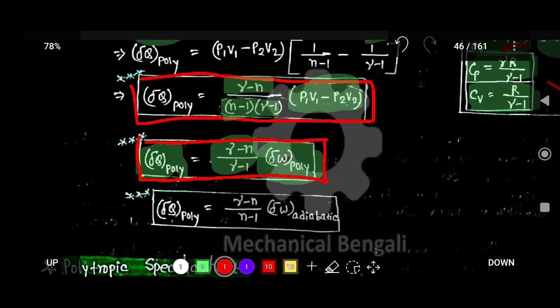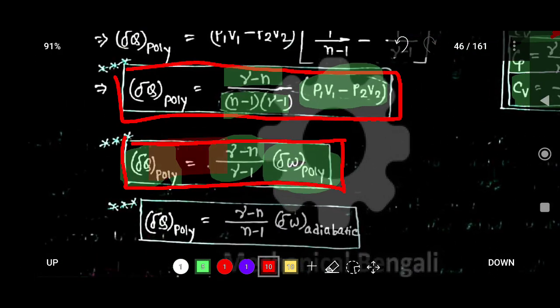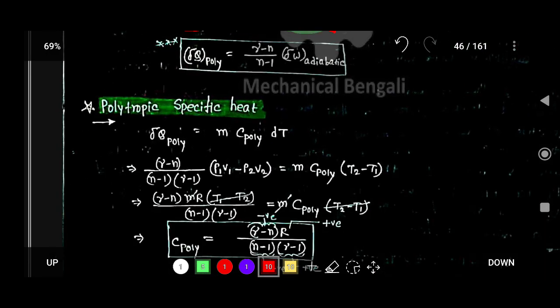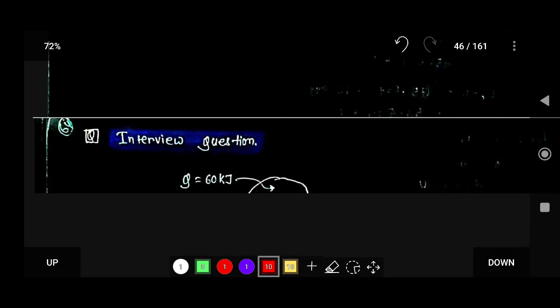Now remember this formula here. Del q poly equals (gamma minus n) upon (gamma minus 1) into del w poly. Now let's try to understand.